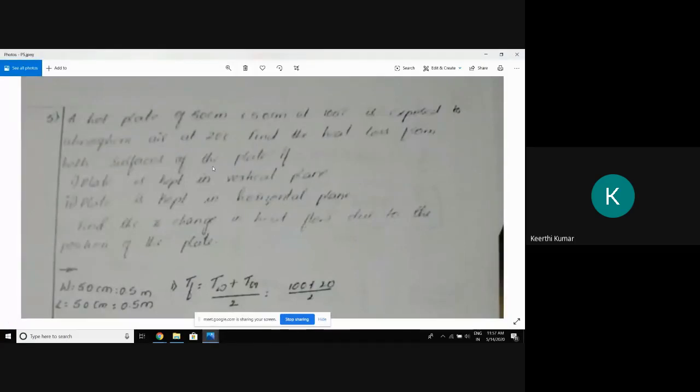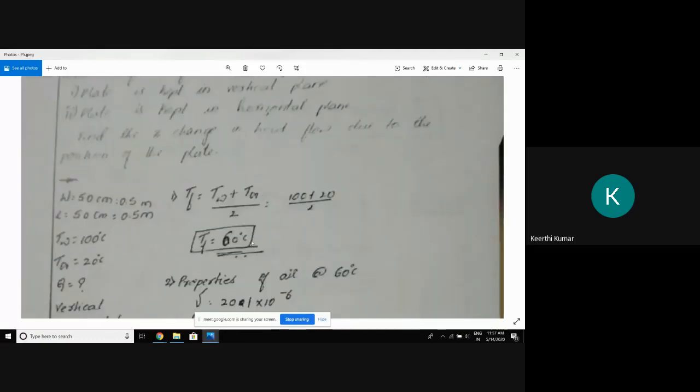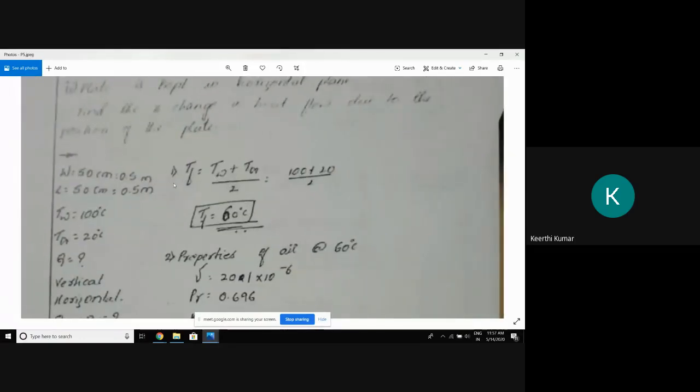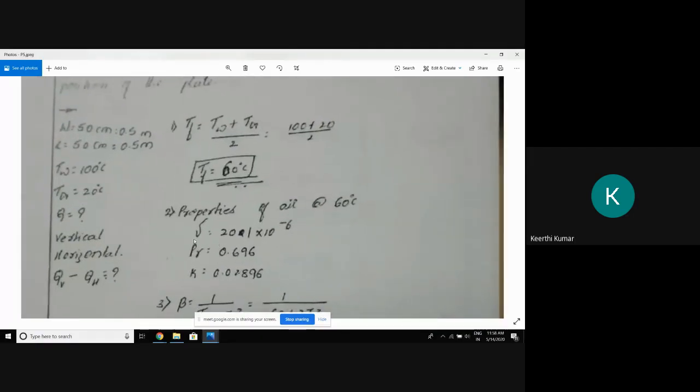So we'll go for the first case. In both the cases the first step to be followed is TF, that is film temperature, which is TW plus T infinity by 2. Wall temperature is 100, air temperature is 20. 100 plus 20 is 120 by 2, 60 degrees. So take the properties of the fluid. The fluid used in this problem is air, so with respect to air at 60 degrees centigrade we take the properties: kinematic viscosity, Prandtl number and so on.